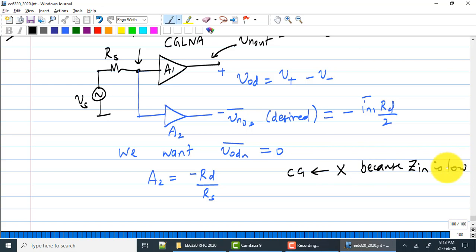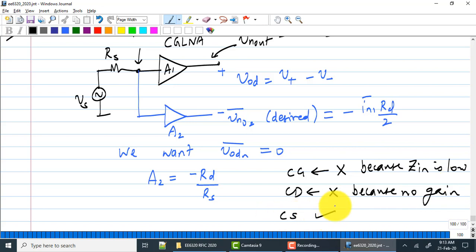What about common drain? Also ruled out because it has no gain. It has no voltage gain. So it is natural that you want to use the common source.